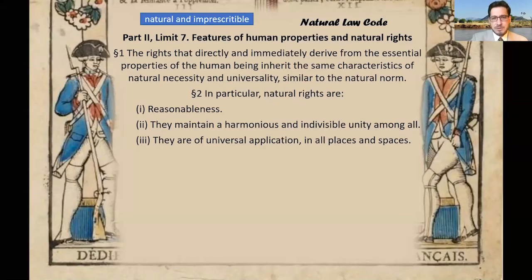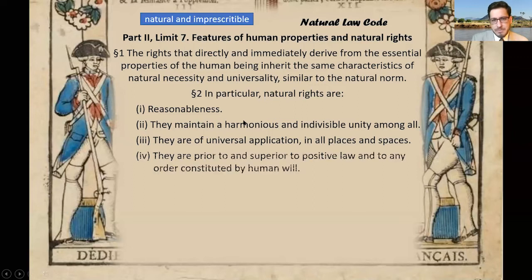Now this doctrine of the interdependence and the indivisibility of human rights is very present in so many international courts of human rights, or commissions or entities of human rights. They see all the human rights system as a system, an indivisible system, more or less a little ecosystem. They are prior and superior to positive law, and to any order constituted by human will, obviously, no?